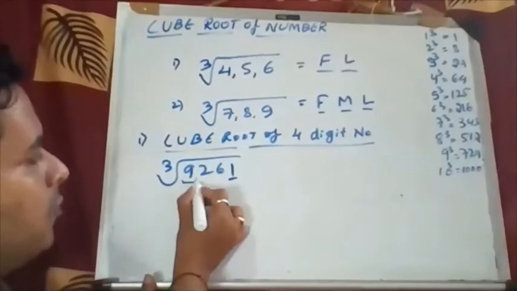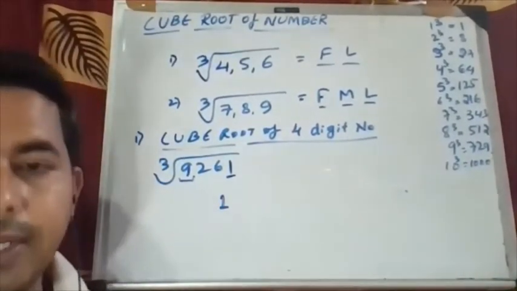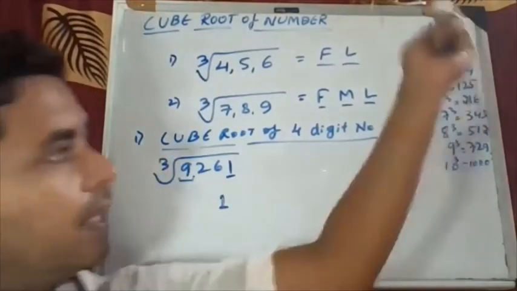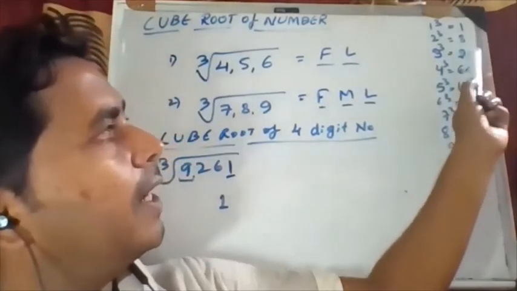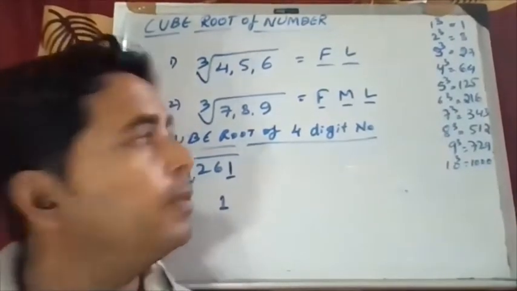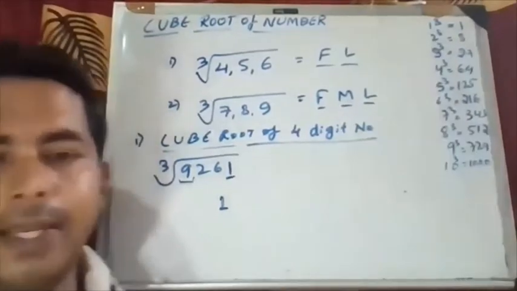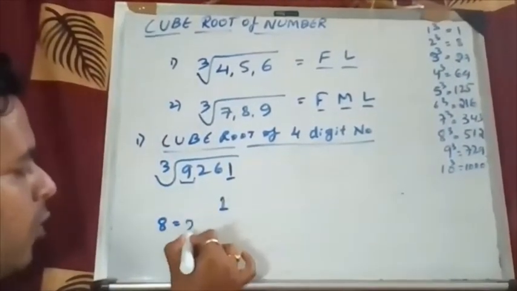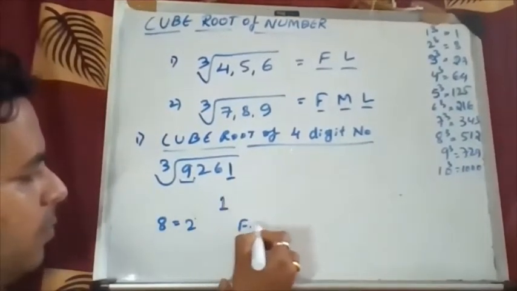Now consider only a first digit, that is a 9. So check where this 9 will lie in the given table. Your 9 will lie between 8 and 27, or 2 cube and 3 cube. So which is the smallest number here? 8. So 8 will be the smallest number. What will be the cube root of 8? That is a 2. So here your first digit will be a 2.